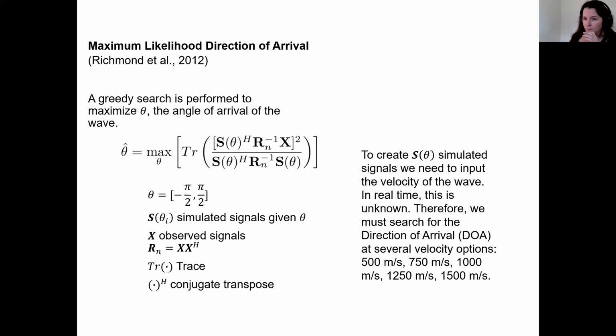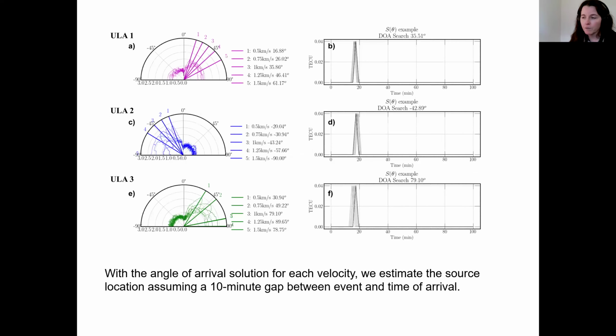It's pretty simple. The one issue we have is we need to know the velocity of this wave that we're observing. And we don't. We don't know that in real time. So we're going to use five different options here between 500 and 1500 meters per second. And we're going to see what it looks like at these five different options. And here are the results. So we have three uniform linear arrays. We have three different results. We have five results per array, and this corresponds to the assumed velocity of the wave, right? And this is just an example of what a simulated signal looks like in the search for this array.